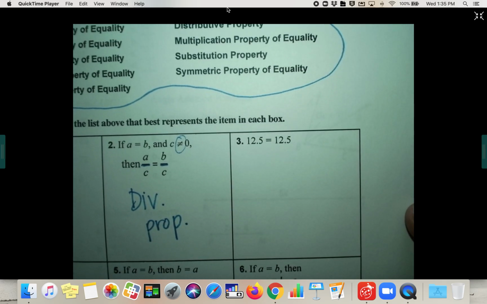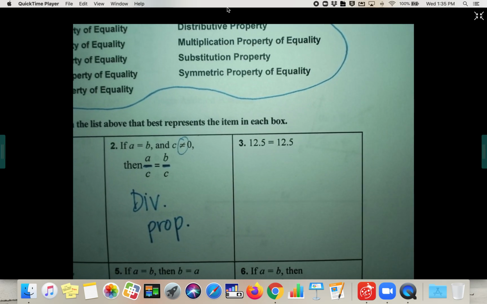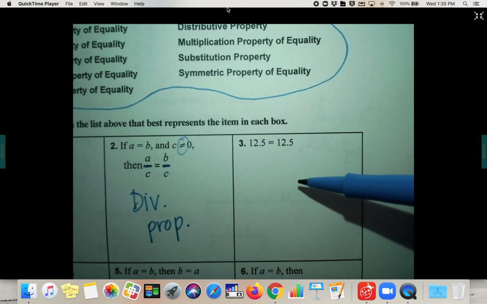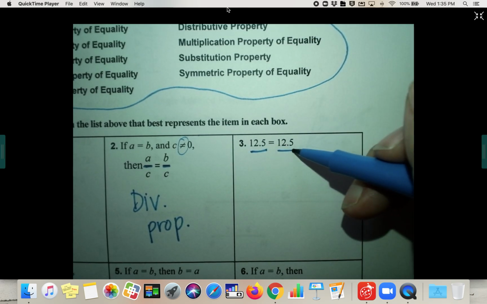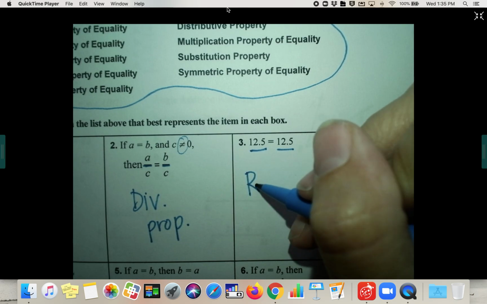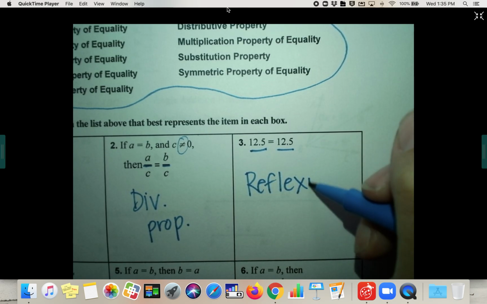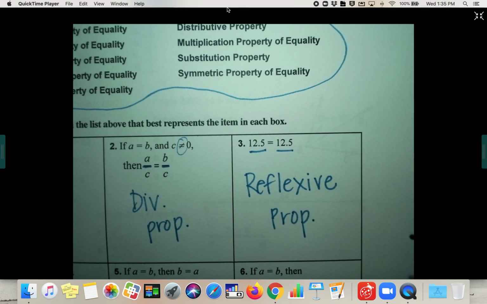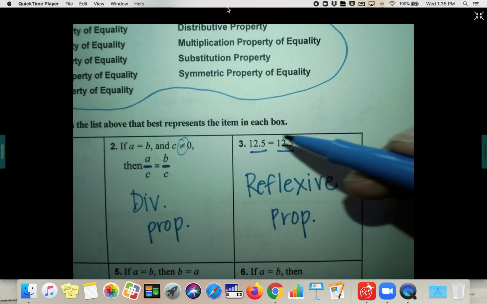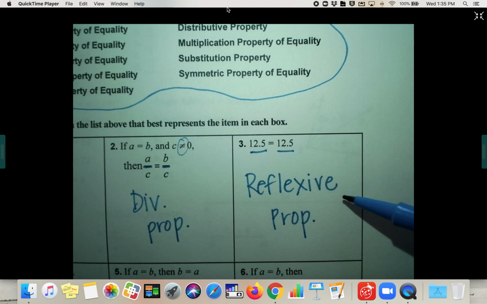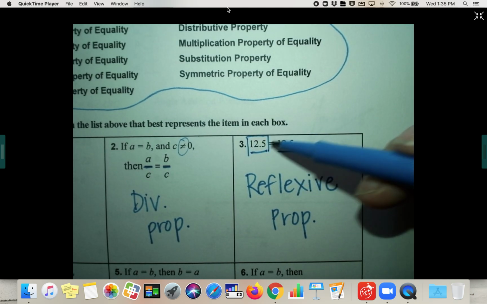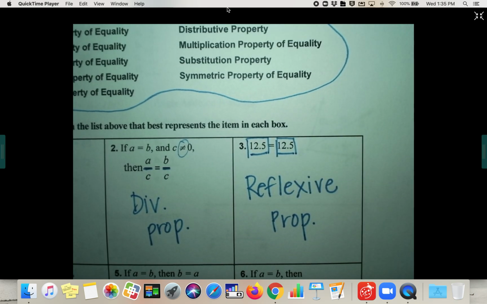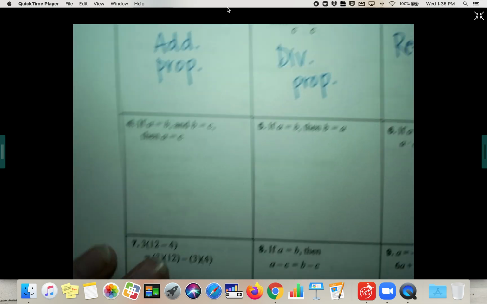On number three, 12.5 equals 12.5. This is an interesting one that you will use a lot. So please know that if it says one thing exactly equals the other thing, that is called a reflexive property. It's almost like when you're looking in the mirror and you see yourself like a reflection, but it's reflexive. So if it's the same exact thing equals the same exact thing, it's called reflexive property.